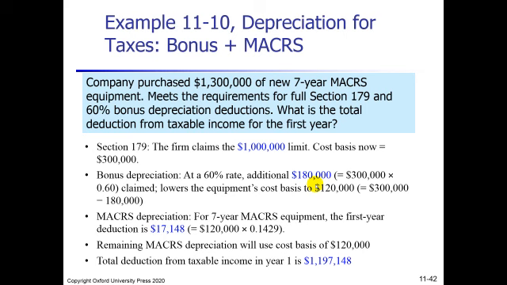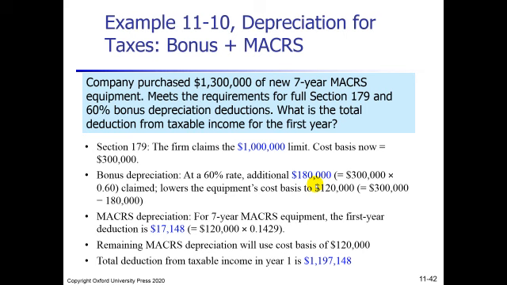Now, let's factor in several different things. So we're going to, in this example, look at Section 179 implications, some bonus depreciation, followed up by the MACRS applied to some partial remaining capital costs. So in this case, a company has purchased $1.3 million of 7-year class equipment, and it's going to meet the requirements, the company does, for Section 179. That means it's a small business with some limited expenses, and there's also 60% bonus depreciation in effect.